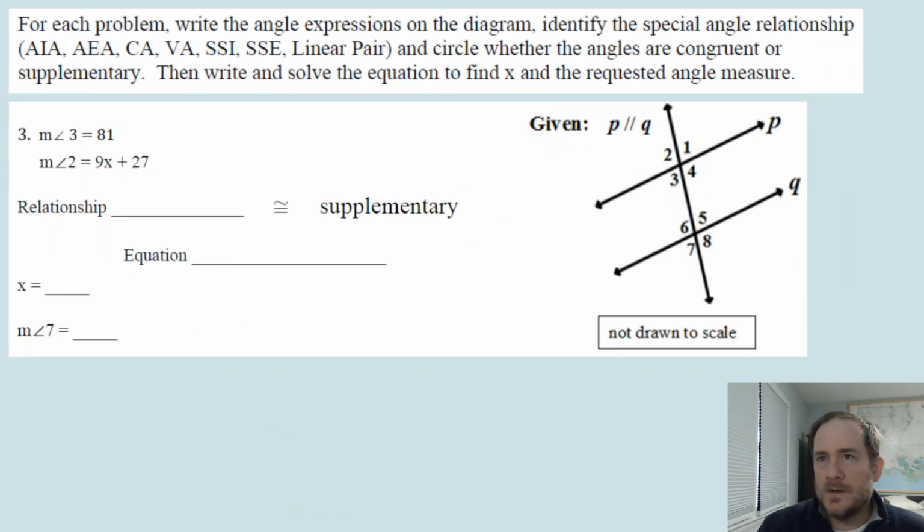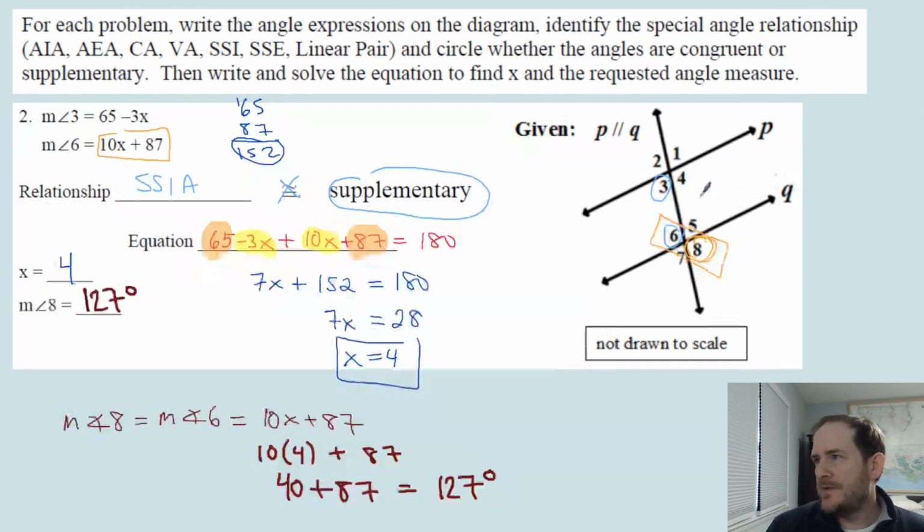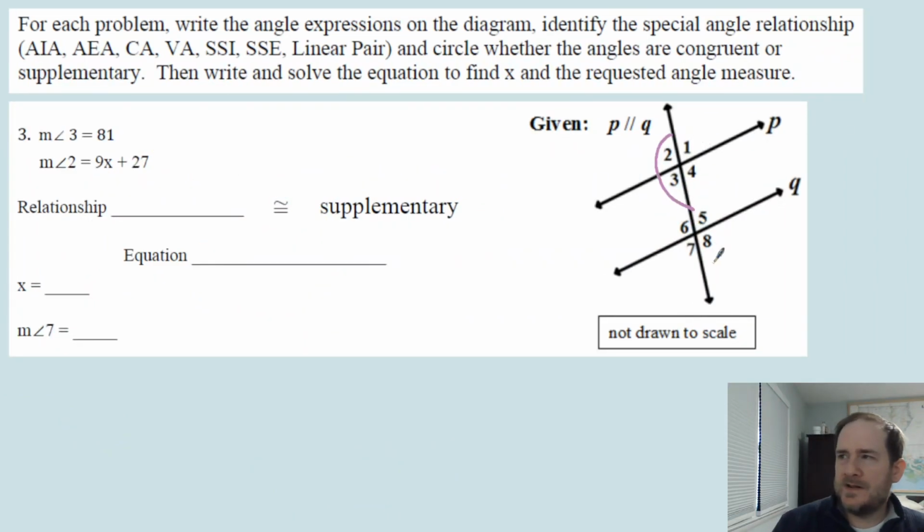3. So the two angles you're given this time are 3 and 2. And 3 and 2 are a linear pair. So just like in the last problem, 3 and 6 were same side interiors that made them supplementary. This time we've got a linear pair. Those are going to be supplementary too.